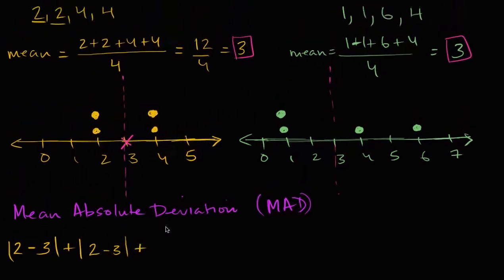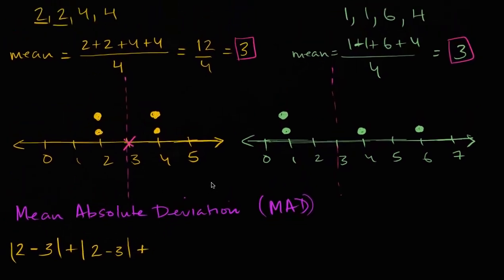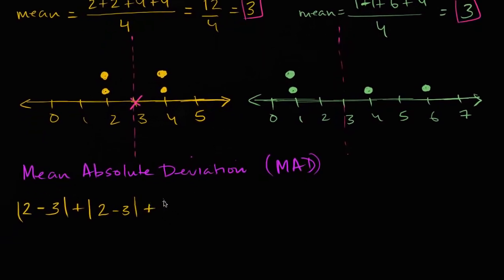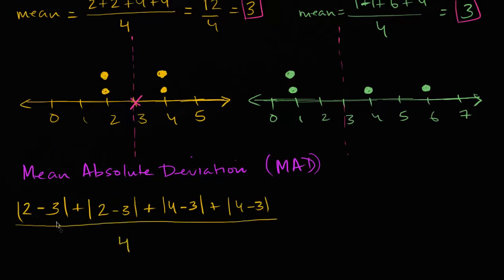Then we have a 4 and another 4. So let me write that. So then we have the absolute deviation of 4 from 3, from the mean. And then plus, we have another 4, this other 4 right up here. 4 minus 3. We take the absolute value because once again it's absolute deviation, and then we divide by the number of data points we have. So what is this going to be?